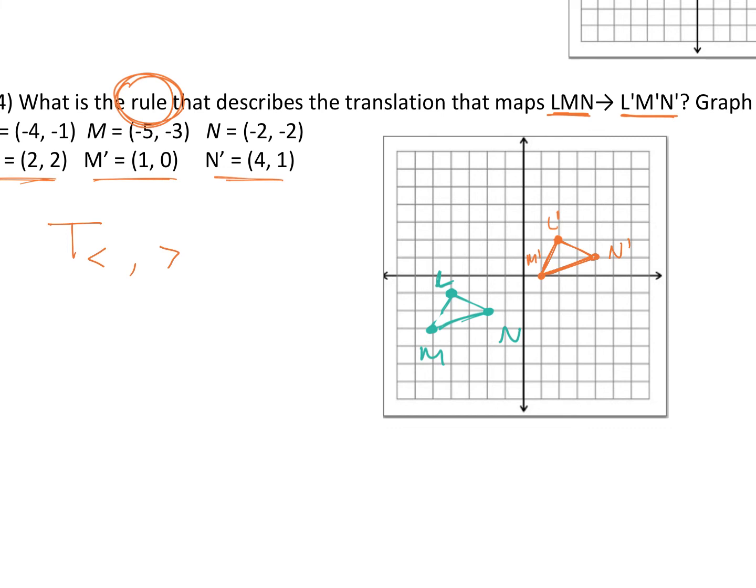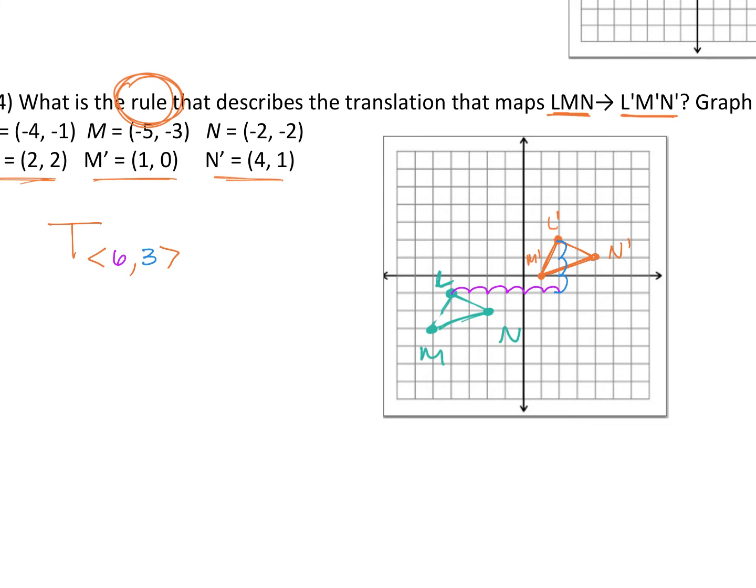What'd you get? Positive 6, positive 3, right? So from L to L prime. Now be careful. Don't go L prime to L. You always want to start at the one that doesn't have the hash mark and move to the one that does. You don't have to do it for every point. Pick one set of points. So I would start at L, and I would go, okay, it's 1, 2, 3, 4, 5, 6 to the right. And it's 1, 2, 3 up. So that's where we're moving for every set of points.